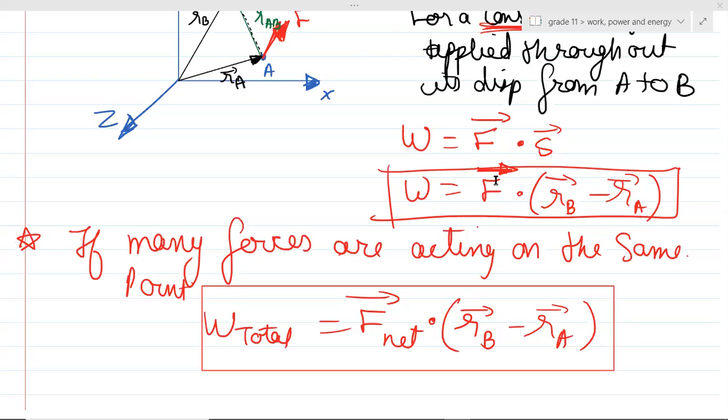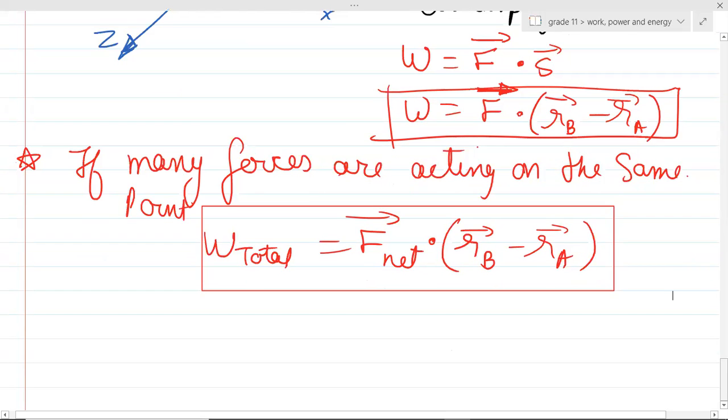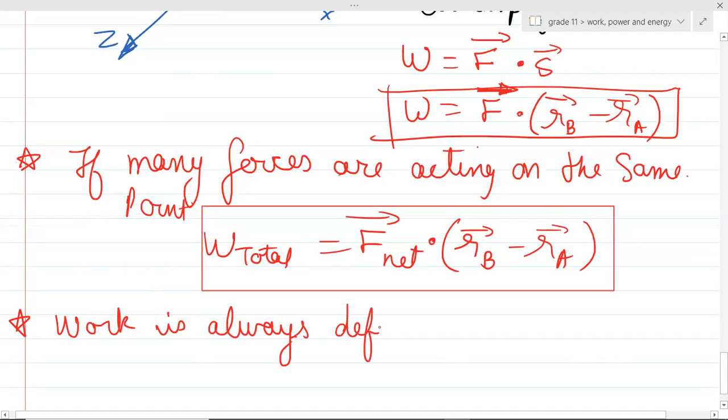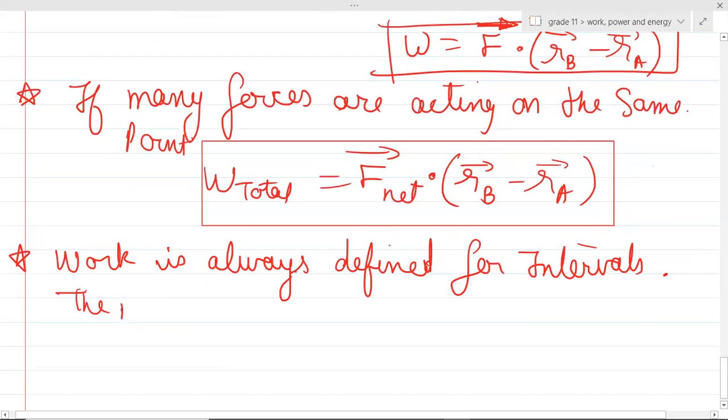Then, guys, some more points about work, right? Work is always defined for intervals. The intervals may be big.